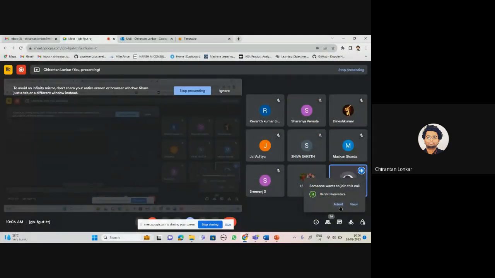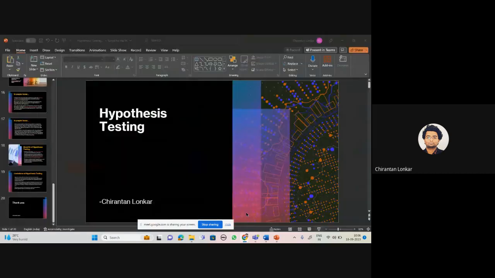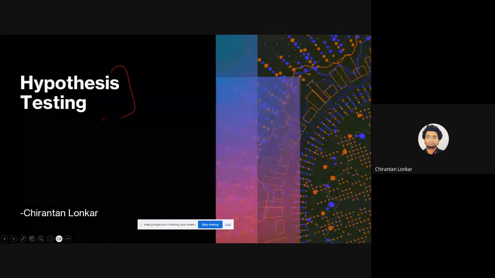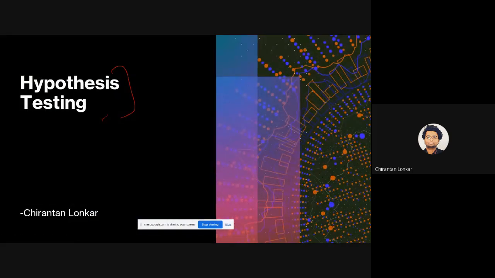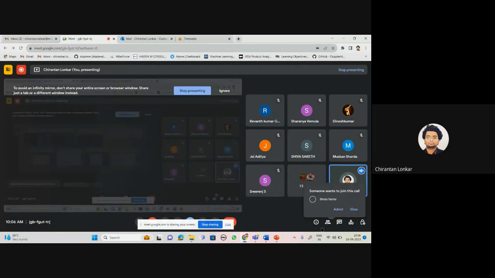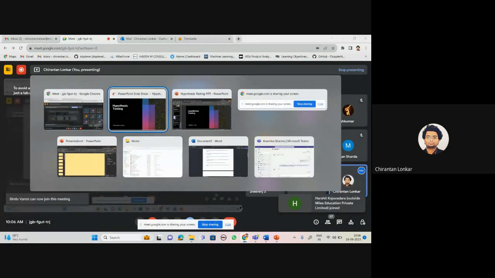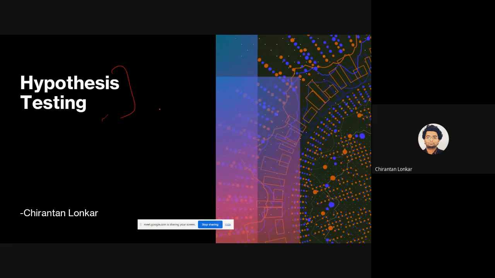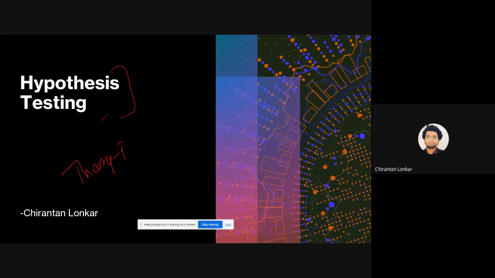Now, all of us have heard of some conspiracy theories in our life, right? Similarly, obviously hypothesis testing is not a conspiracy theory. But hypothesis testing is basically a theory that a data scientist or a data analyst formulates, and on that particular theory, experiments are built.